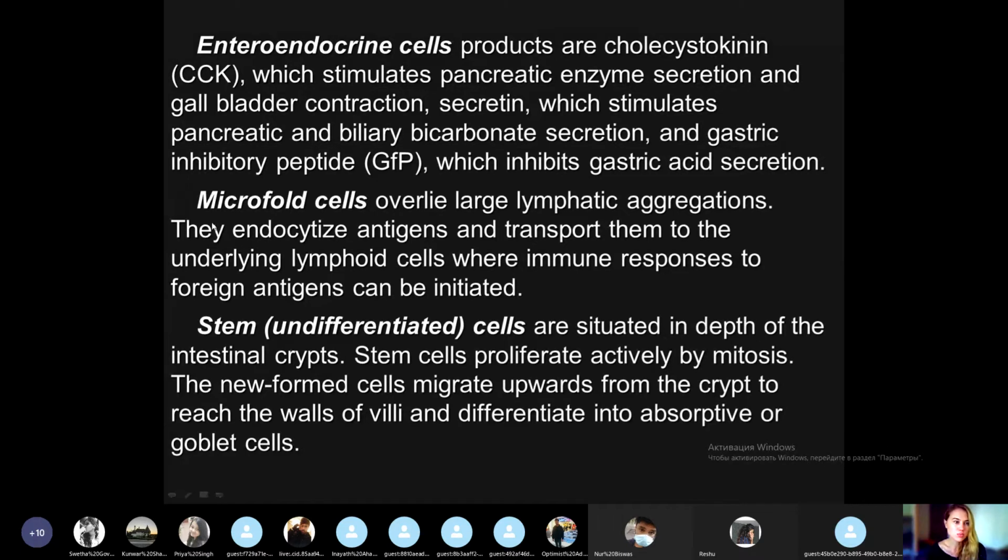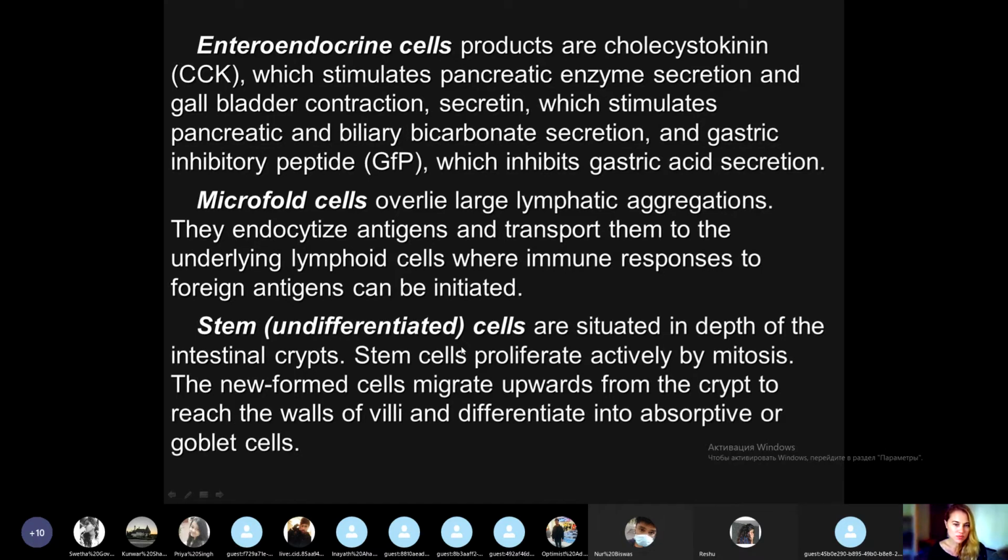Another cell type that we need to talk about is microfold cells. The microfold cells overlie the gut-associated lymphoid tissue in the small intestine, and these microfold cells provide transport of antigens, and as a result, they provide a protective role as well as the immunocompetent cells.